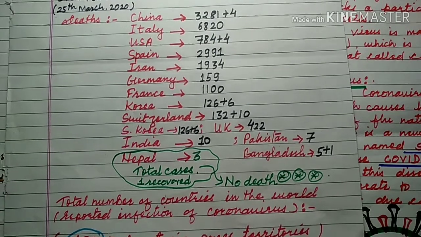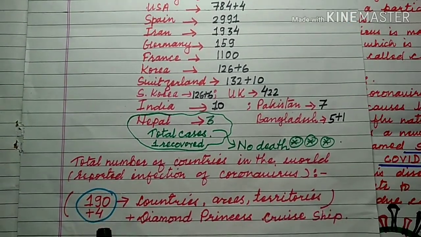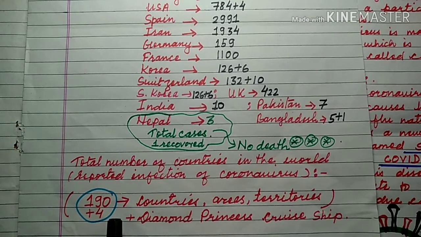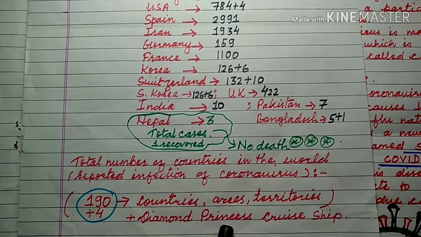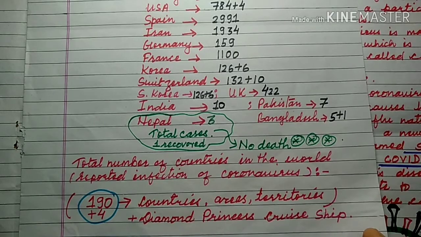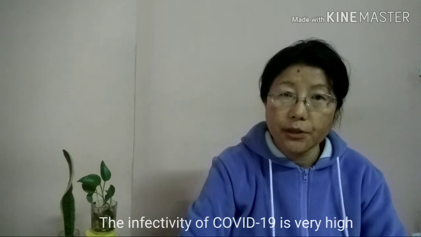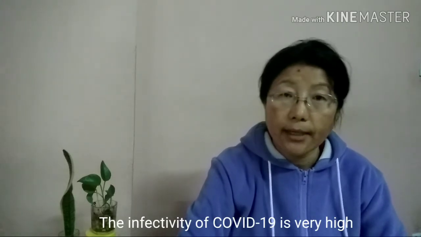The total number of countries in the world that reported infection of coronavirus altogether is 194 till now. 194 countries, areas, and territories are under the toll of coronavirus. And the Diamond Princess cruise ship is also affected. This is a conveyance, a transportation medium, a large cruise ship. The rate of transmission and propagation is much faster than we can think about it.